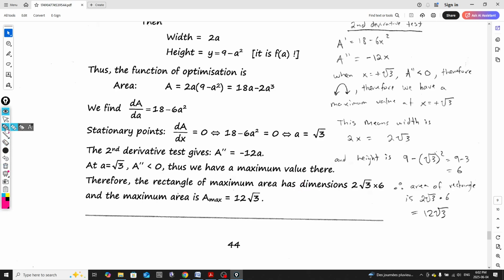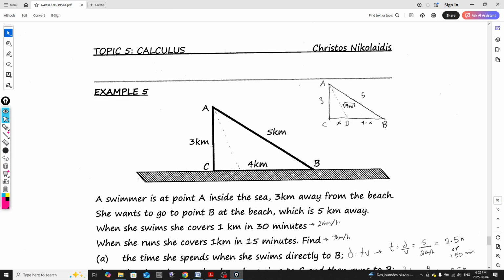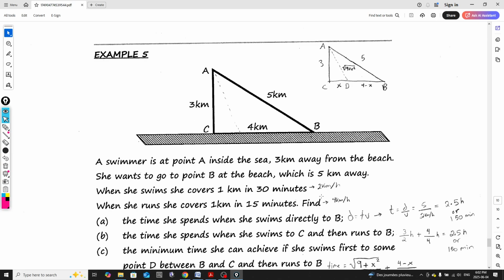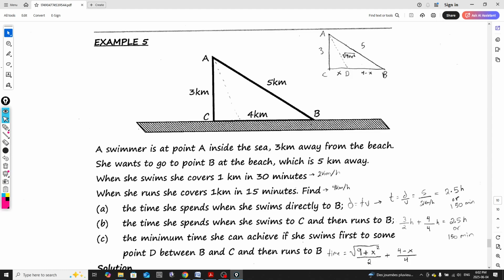Okay, and then the last example, and I do definitely recommend that you pause the video and try this example out on your own before continuing. But this example is definitely a little trickier than the other ones.